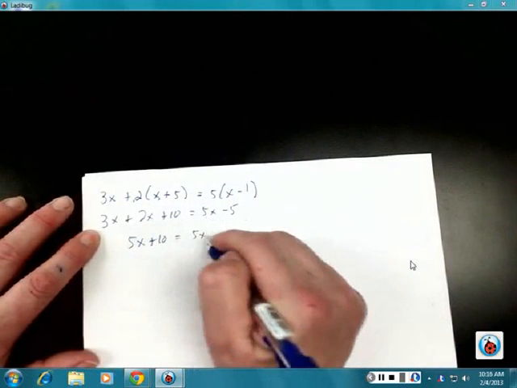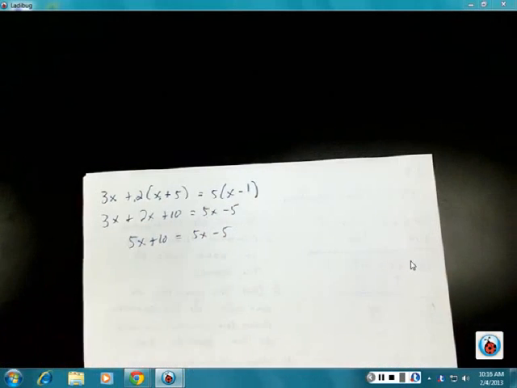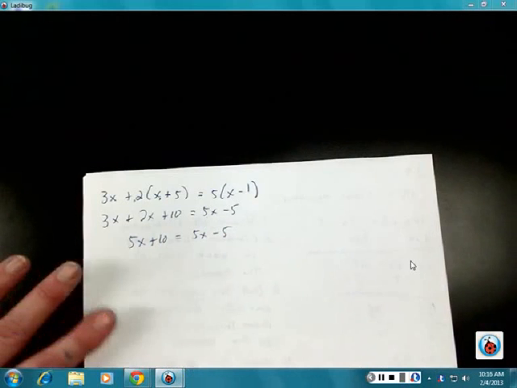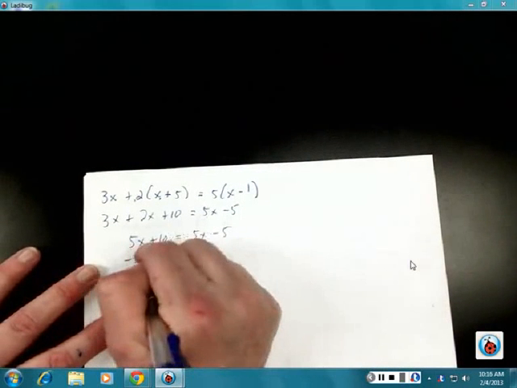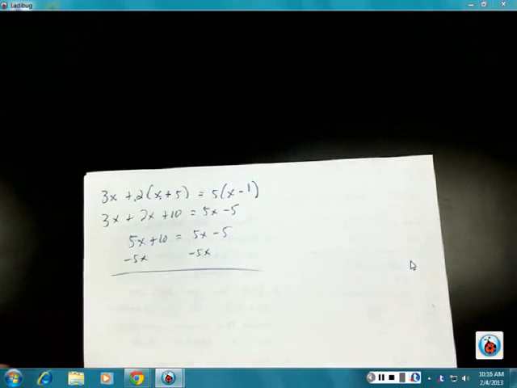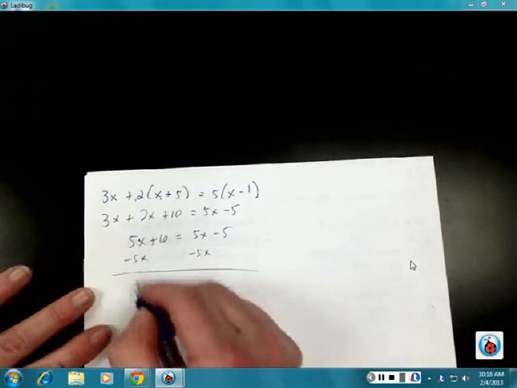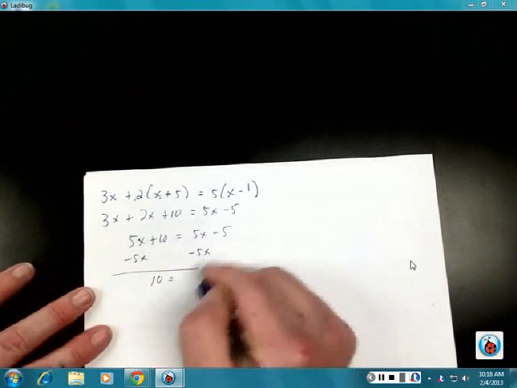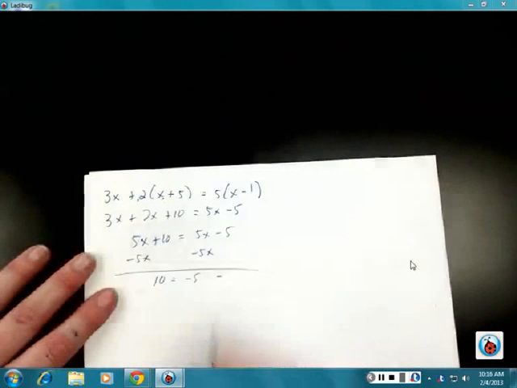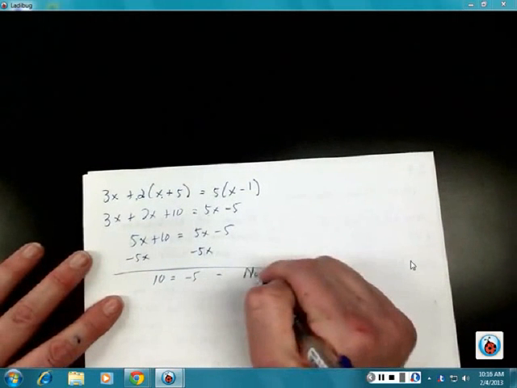And then I get 5x minus 5. And what ends up happening? When I minus 5x and I minus 5x, my x's are long gone, aren't they? Kind of weird how that happened. And I ended up with something that wasn't equal. Okay. What is that called? Well, that is called a no solution.